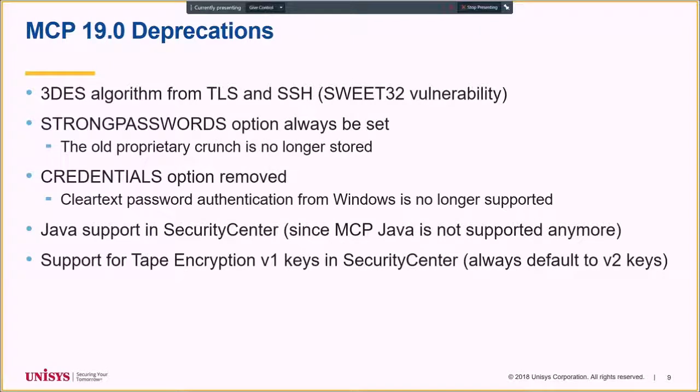There have also been a lot of other MCP 19.0 deprecations with regard to some functionality which is no longer needed. For example, the triple DES algorithm is now being deprecated in TLS and SSH due to a vulnerability called Sweet32. We have now always set the SecOps strong passwords so that we have the newer crunch of your password stored. The old proprietary one is no longer stored, and there is a SecOps about that. The credentials option has been removed so that you cannot do ClearPath password authentication anymore. It has to be using NTLM.